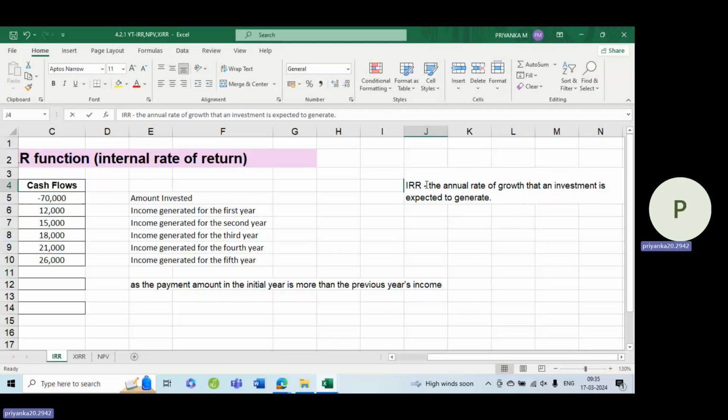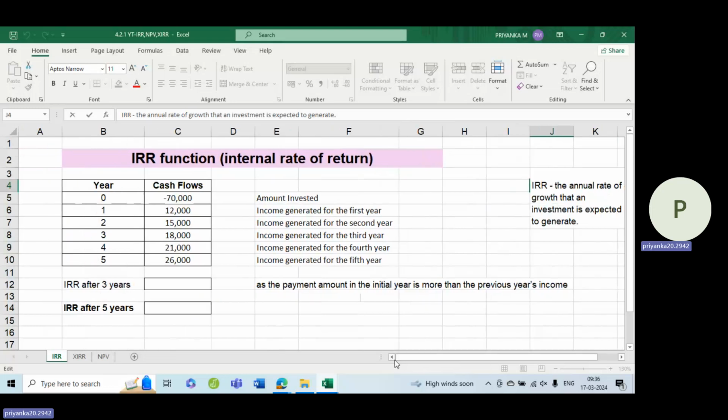This can also be defined as the annual rate of growth that your investment is expected to generate. In short, if you are investing something, what will be the annual growth rate of your investment? That is called the internal rate of return. So now let us go on with the example.